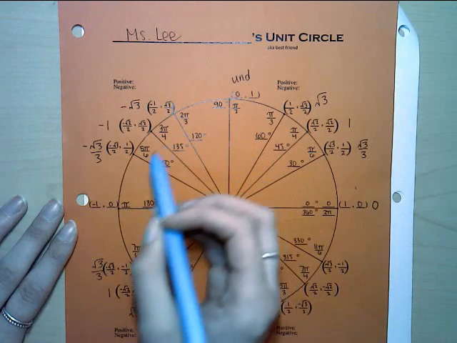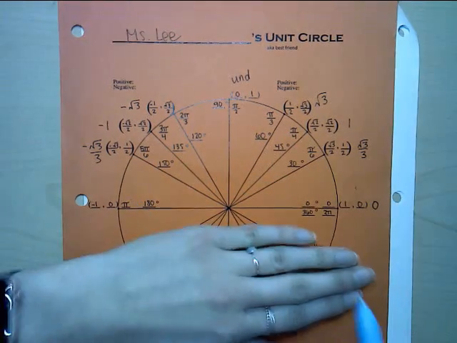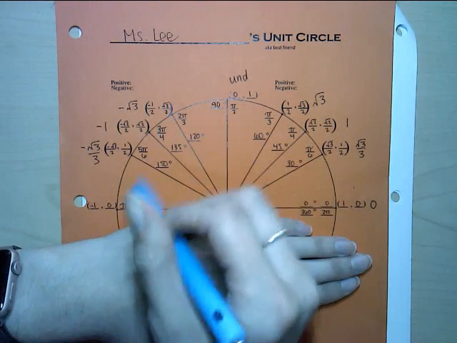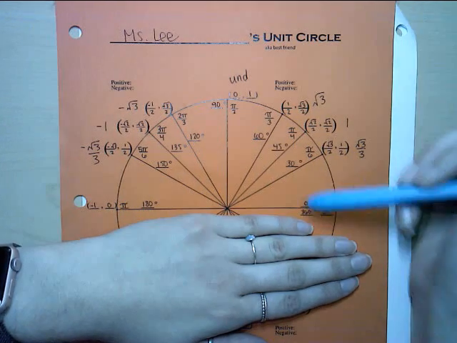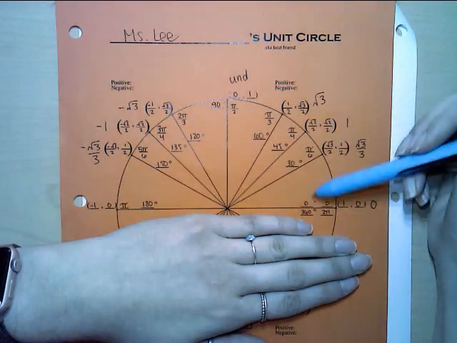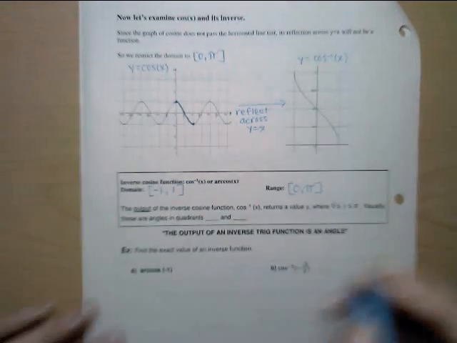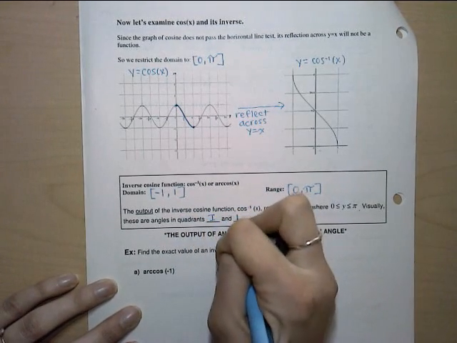0 is here, pi is here. So now I'm ignoring the bottom half. I'm only looking up here. And for cosine, we don't have to deal with negative angles. It's always going to be these positive ones. So these are quadrants 1 and 2.